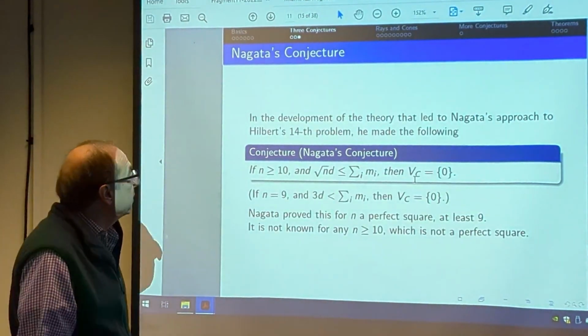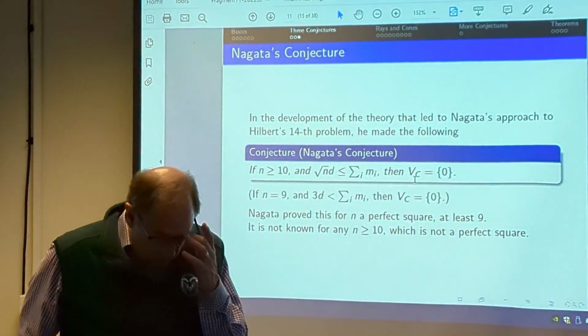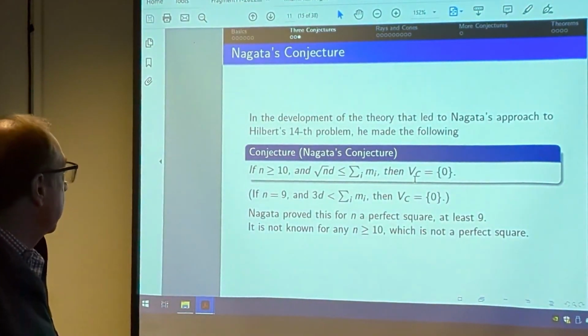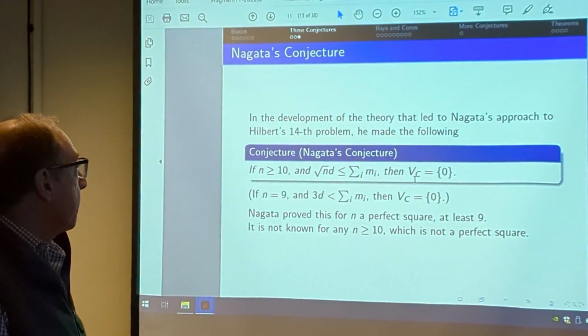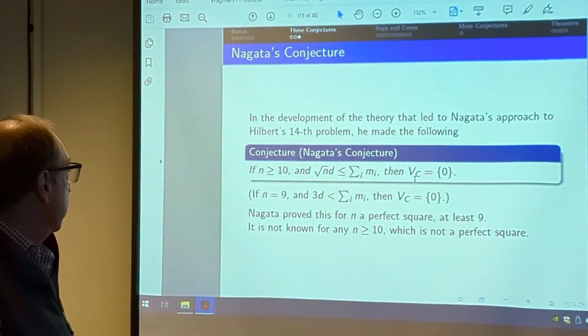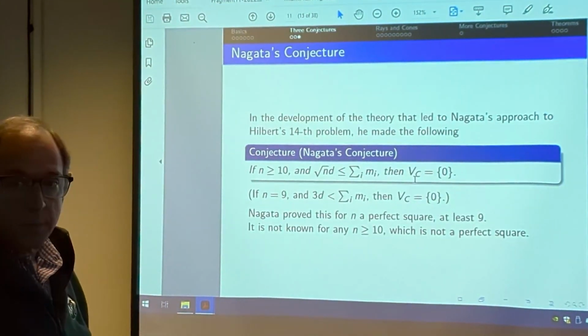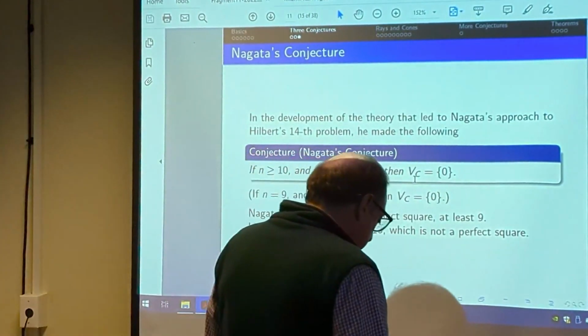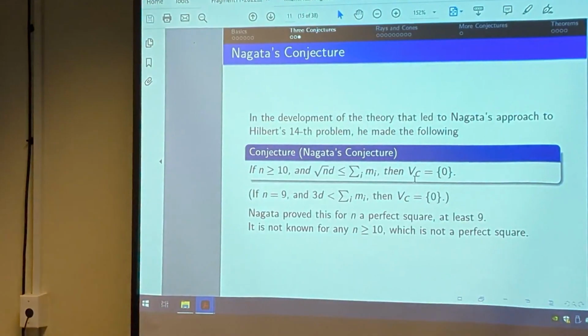All right, now finally, I want to talk about Nagata's conjecture. Nagata was trying to prove, or actually disprove, Hilbert's 14th problem. Hilbert's 14th problem asked the question, is a certain ring of invariants finitely generated? What does that have to do with this type of problem? Don't get me started. It's a whole 2 more hours of lecture.